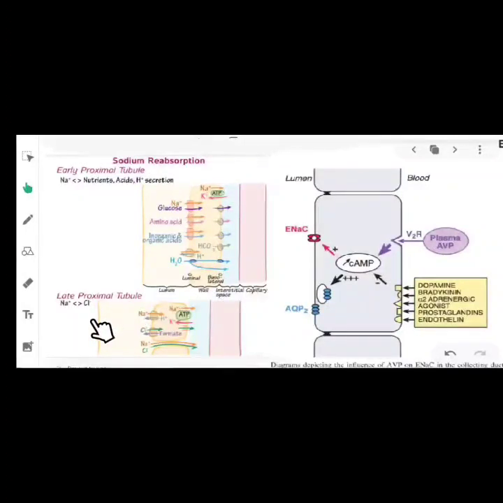So hydrogen ion goes out, sodium comes in, hydrogen ion goes out, sodium comes in. This is the antiport system.